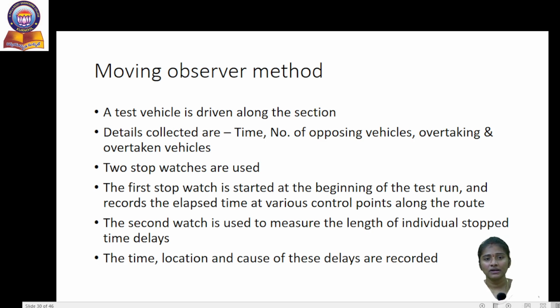Moving observer method. In this moving observer method, a test car is driven along the section. The details such as time, number of opposing vehicles, overtaking and overtaken vehicles are collected. 2 stopwatches are used. The first stopwatch is started at the beginning of the test run and records the elapsed time at various control points along the route. The second stopwatch is used to measure the length of individual stop time delays. So, in this method, the time, location, and causes of delay can be recorded.